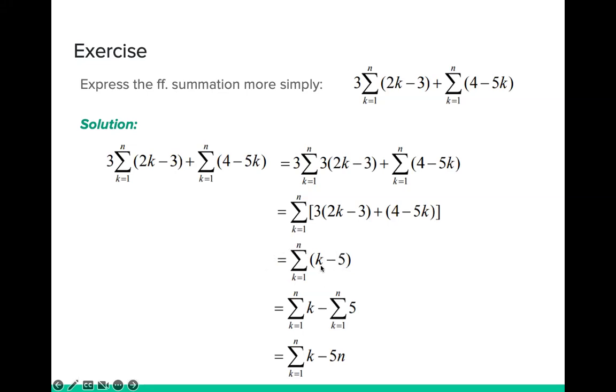So we have this more simplified equation, the sum of k equals 1 to n of k minus 5. So what can we do next? What we can do next is to distribute the summation to the individual terms, I mean k and 5. So we have the sum of k equals 1 to n of k minus the sum of k equals 1 to n of 5. Right? So we then have the sum of k equals 1 to n of k minus 5n. Right?